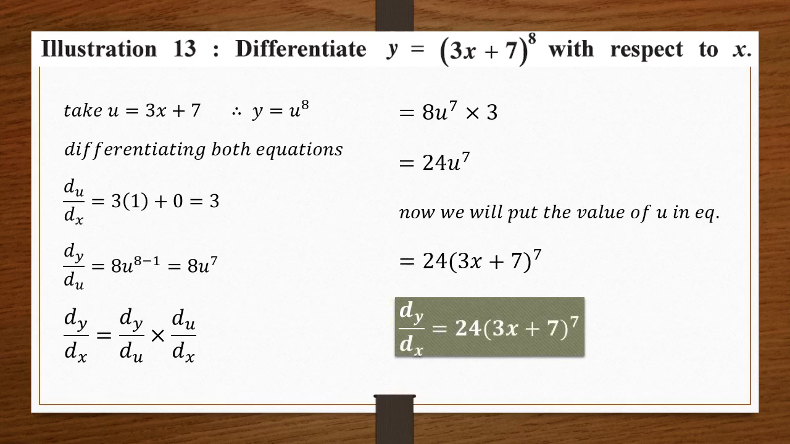dy upon dx is equal to 24 into bracket 3x plus 7 whole raised to 7. Okay, so that is the chain method. There is no multiplication here, there is no addition, subtraction here, no division. Rather, the equation is in the power. So whenever these kind of questions arise where the equation has a bigger power and we don't know how to simplify that, we have to use this chain rule. Okay, let us take one more.